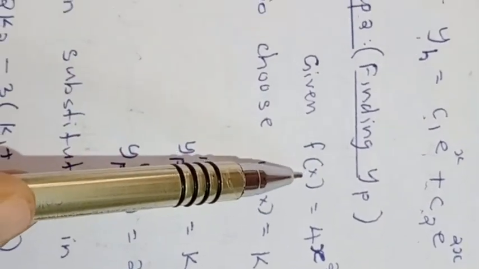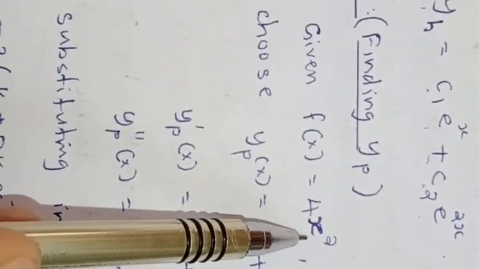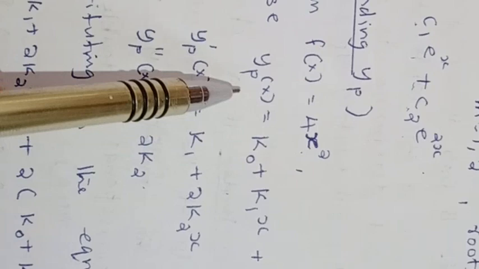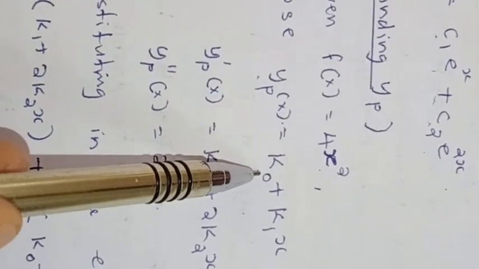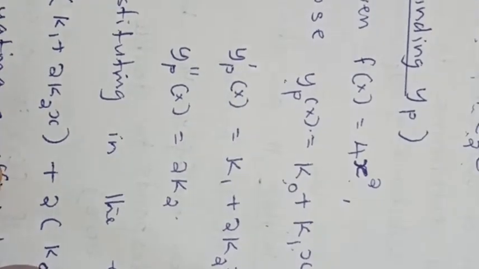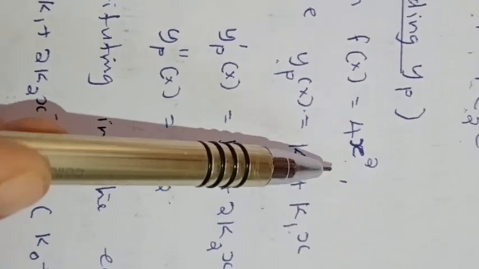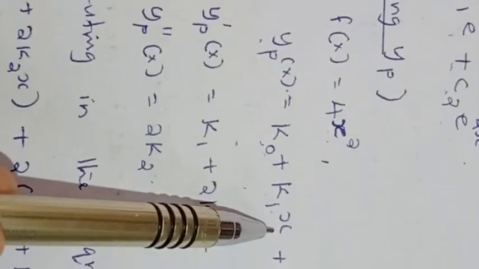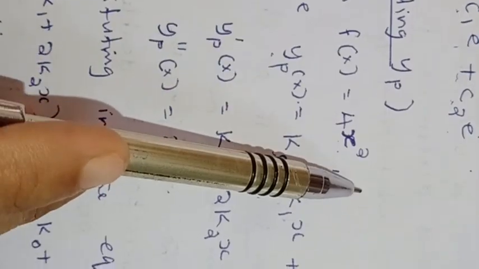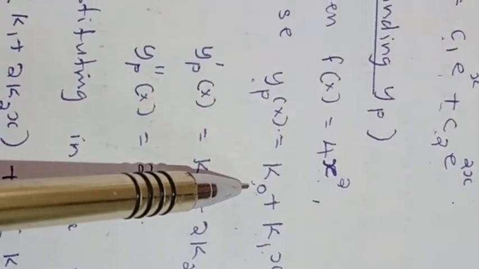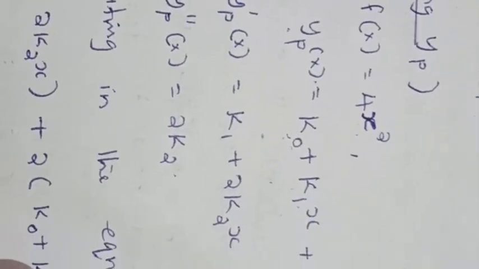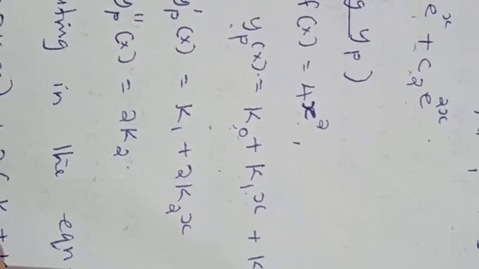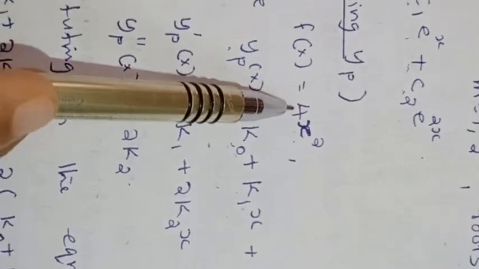Now come to step 2, that is, finding yp. Given f of x is equal to 4x square, that means an algebraic function. Therefore you have to select yp as k0 plus k1x plus k2x square. Let us consider another example. Suppose it is 4x. Then yp will be k0 plus k1x. Suppose it is 4x cube. Then yp is k0 plus k1x plus k2x square plus k3x cube. Like that you have to increase the power. So you write up to the term containing x square, since f of x is 4x square.